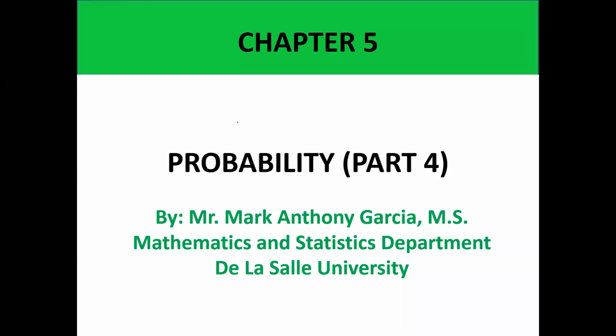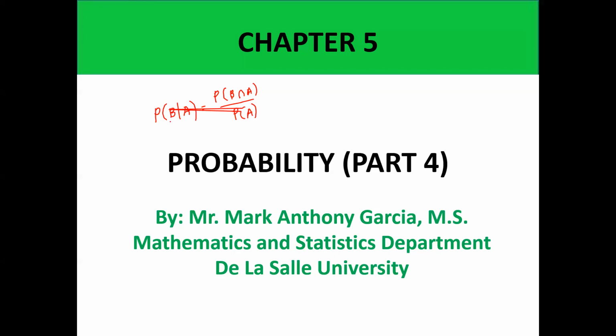In the last video, you learned about conditional probability, which is given by the following formula. If we have the probability of an event B happening, given that event A already happened, this is equal to the probability of B intersection A divided by the probability of A.